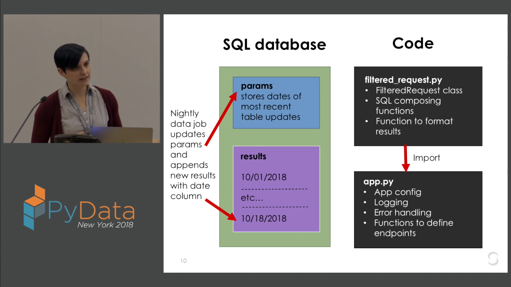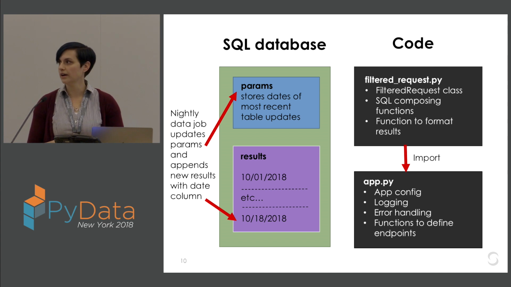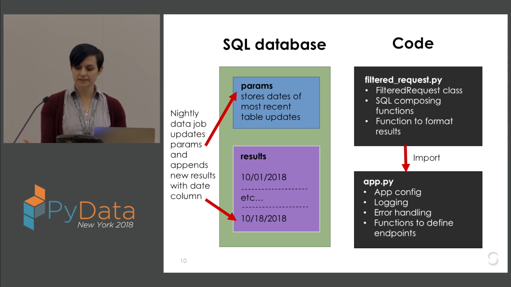And then on the right side, I'm writing out some of the code that I will have for this. There's a filtered request module, and that does a few things for me. I'm going to define a filtered request class, and I'm going to show you in a couple slides. I have some functions that will compose SQL queries for me, depending on what query parameters people give me, and then a function to format the results before I send them back to the user. And then that gets imported by the main app module, and that's app.py.